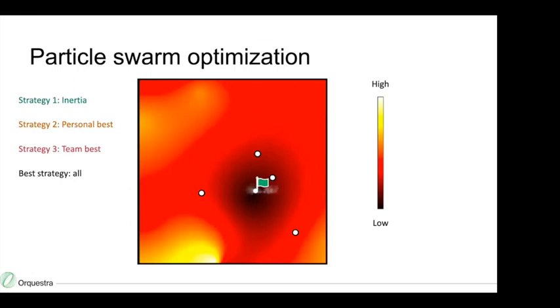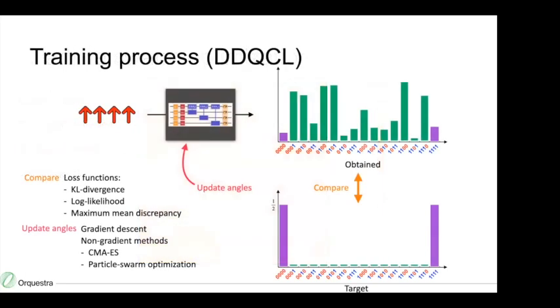And so with very, very high probability, you end up at something pretty good. So that's particle swarm optimization. Since we have a couple of minutes, I'm going to tell you also how CMA-ES works. Feel free to stop me if there's any questions.